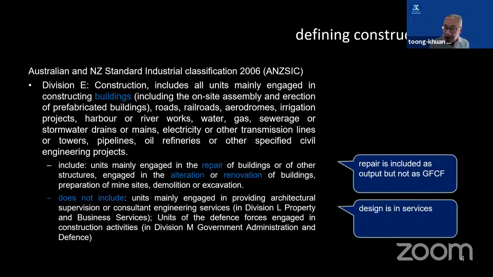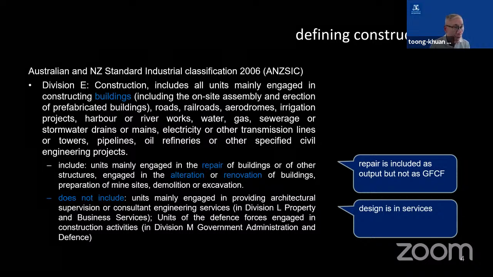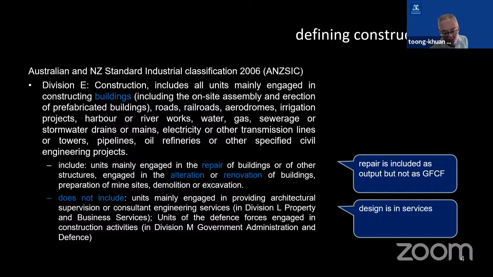Now, to ensure that we are able to compare the construction sector across different countries, we have what we call the Australia and New Zealand Standard Industrial Classification. You may know that Australia and New Zealand are very close partners. We consider New Zealand almost like another state within Australia. So a lot of our standards and codes are shared with New Zealand. We have what we call Australian and New Zealand standards, and we use this same industrial classification to describe our economy, right?